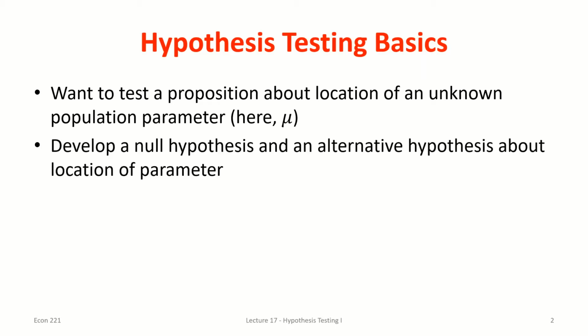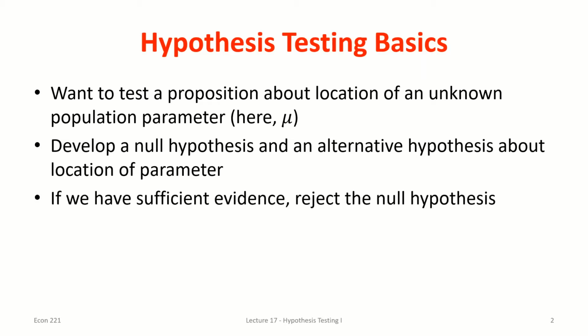So we develop a null and alternative hypothesis about where this parameter lies. The null and alternative will be complements of each other. So if I assume that the mean is greater than or equal to some value, the alternative hypothesis would be that it's less than that value. Right? So they're going to be complements of each other.